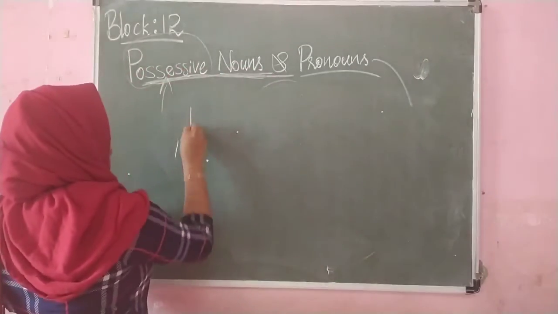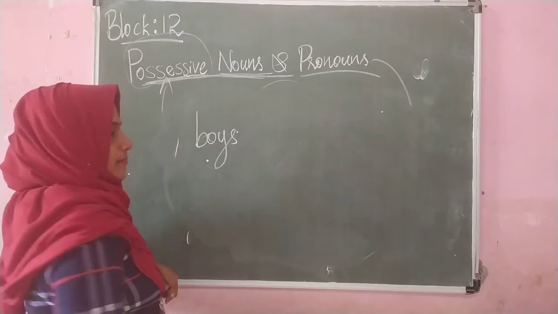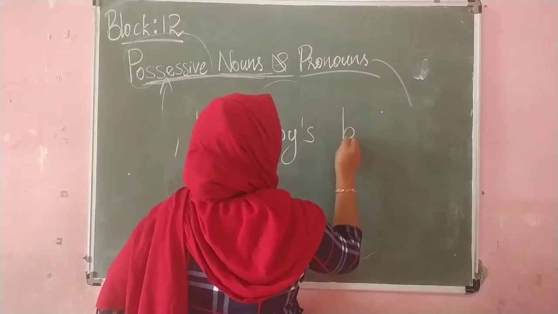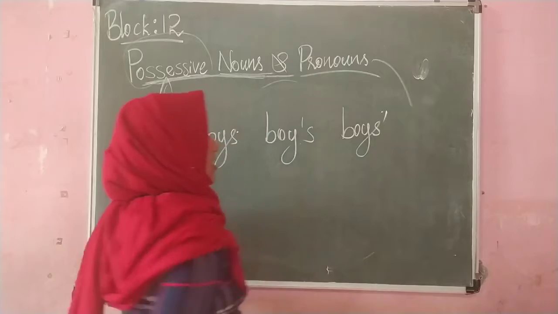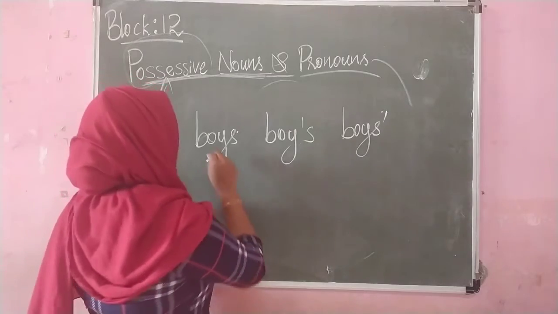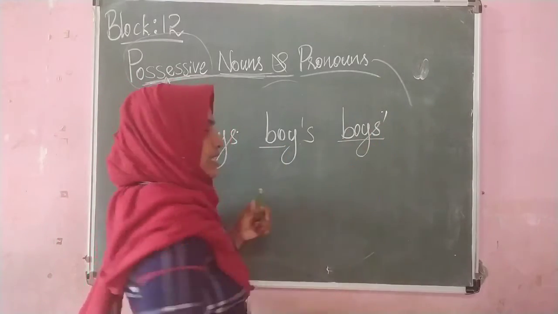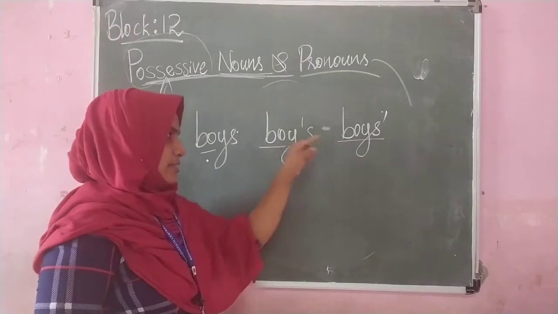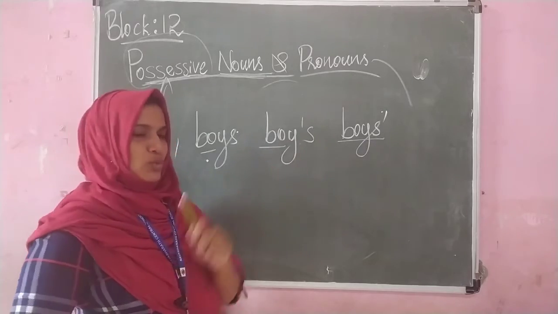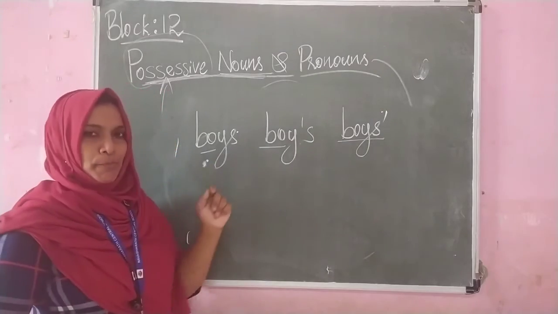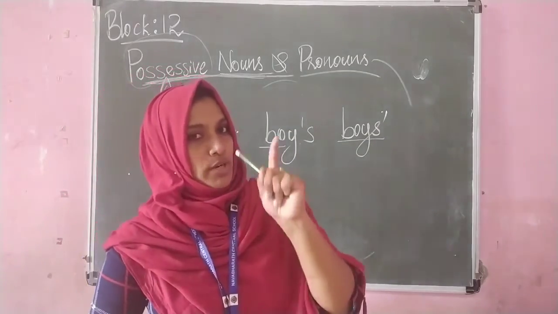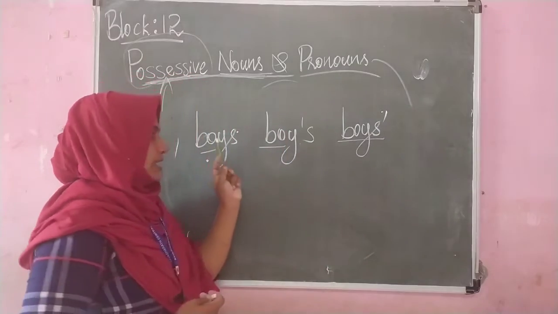Okay, children, now ma'am is writing some words on this board and you have to tell me their meaning. The first one is boys, then boys, and the third word is boys. At first sight, you can say these are all the same words. But is there anything different with these words? What do you mean by this first word, boys? It is the plural of boy, more than one boy.